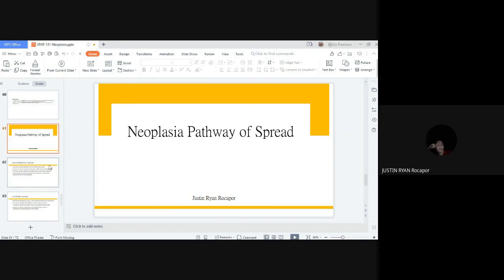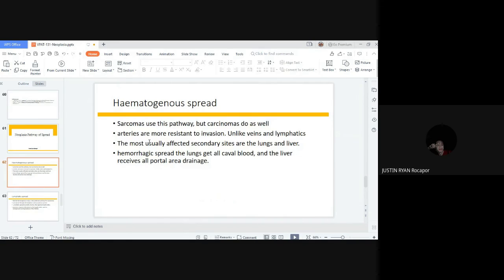Neoplasia pathway of spread. First is hematogenous spread. This is the favored pathway for sarcomas, but is also used for carcinomas. Arteries are more resistant to invasion, unlike veins and lymphatics, due to the thickness of the arterial walls, but also due to elastin content of the arterial walls and their secretion of protease inhibitors.